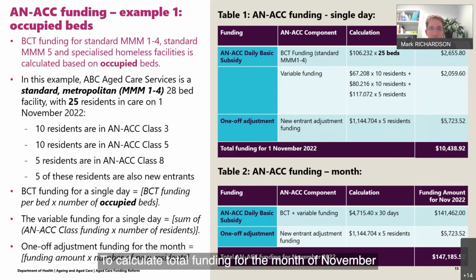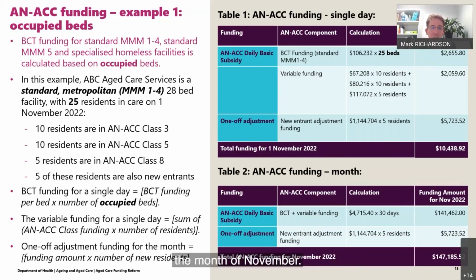To calculate total funding for the month of November, and assuming there are no more new residents or changes in resident classifications, you would multiply the total base care tariff and AN-ACC variable funding for the day of $4,715.40 by 30 days to derive a total of $141,462. Adding the new entrant adjustment funding, the facility would receive a total of $147,185.52 for the month of November.